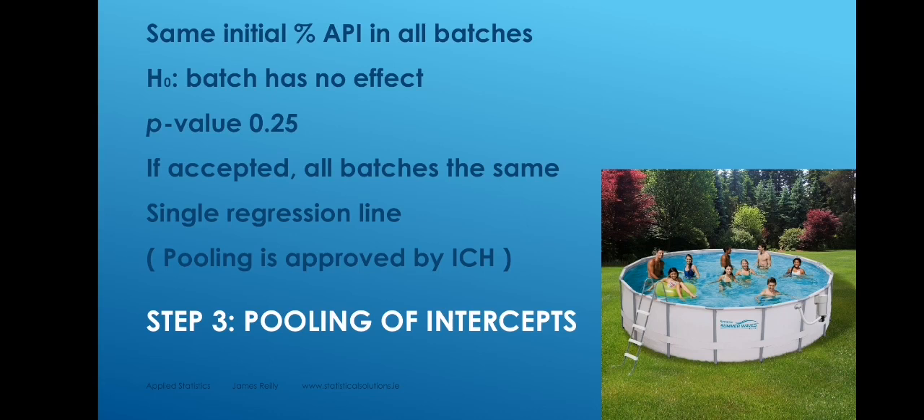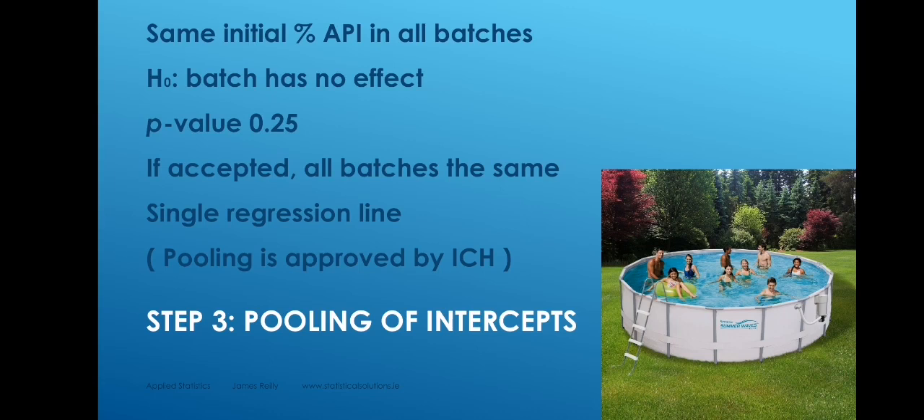So the null hypothesis says that batch has no effect. So we test the batch null hypothesis. And again, we use the conservative p-value of 0.25. So if the batch p-value is greater than 0.25, then we allow ourselves to take this third pooling step. These pooling steps are taken in sequence. We always begin with the mean square error being pooled. Then we may, if the data allows, proceed to the pooling of slopes. And now we may take the third step if the data allows.